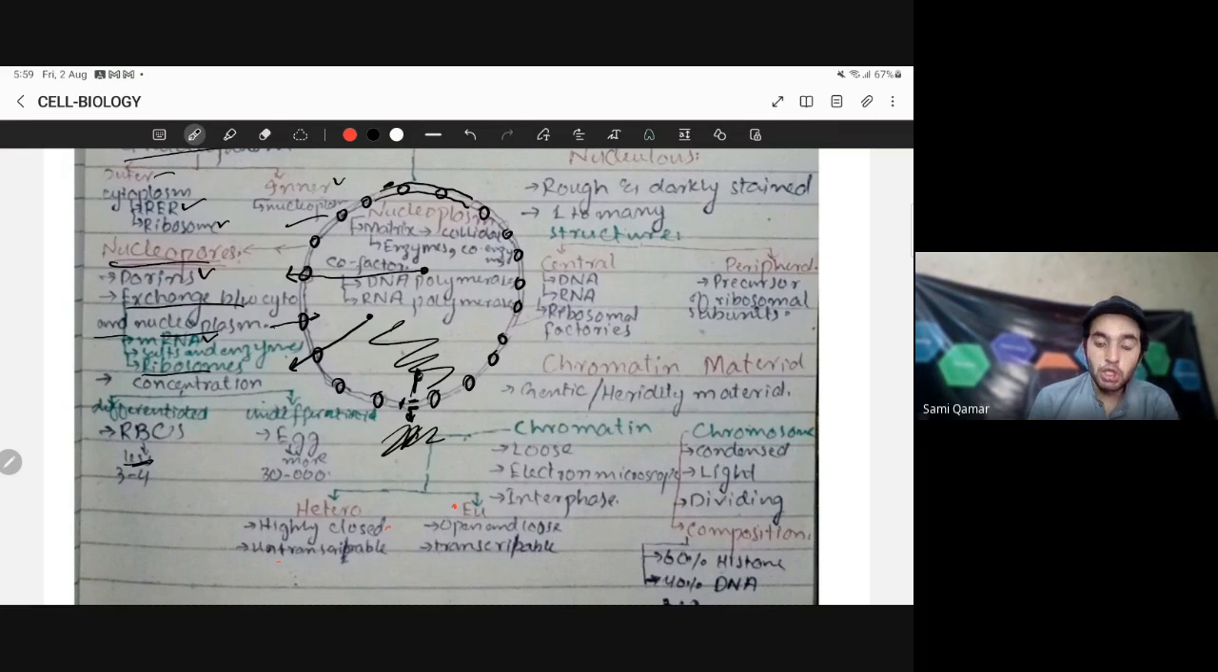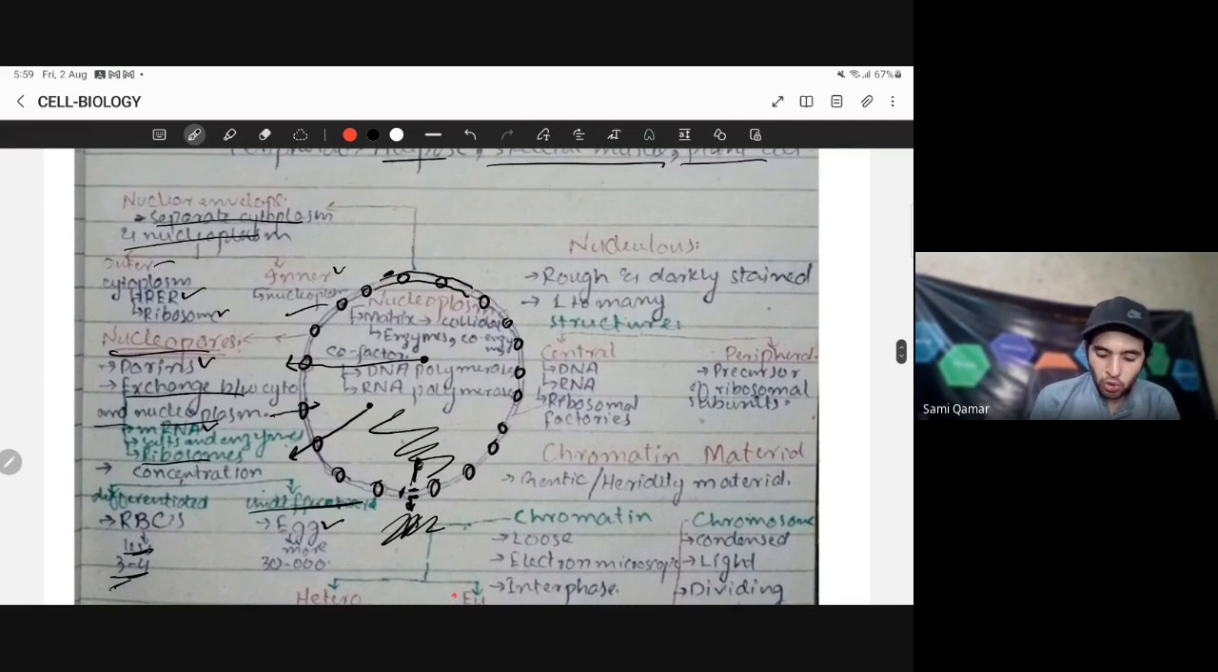Okay, in mature RBCs, there will be no nucleus. Remember these little words: mature, immature. There will be 3 to 4 nuclear pores. In undifferentiated cells like the egg, there will be more than 30,000 nuclear pores present. In RBC, there are just 3 to 4.